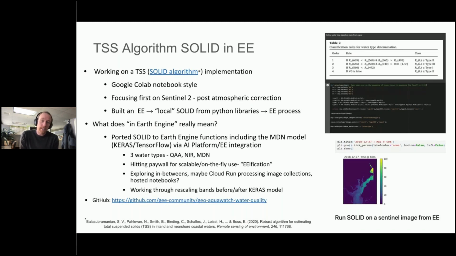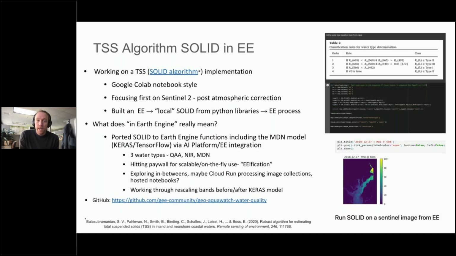And we are first focusing on using Sentinel-2, assuming post-atmospheric correction. So I'm explaining the TSS part, but a big effort was figuring out which atmospheric correction would be the right one to put at the beginning of this process. And so Ben and Kelly will talk about that.